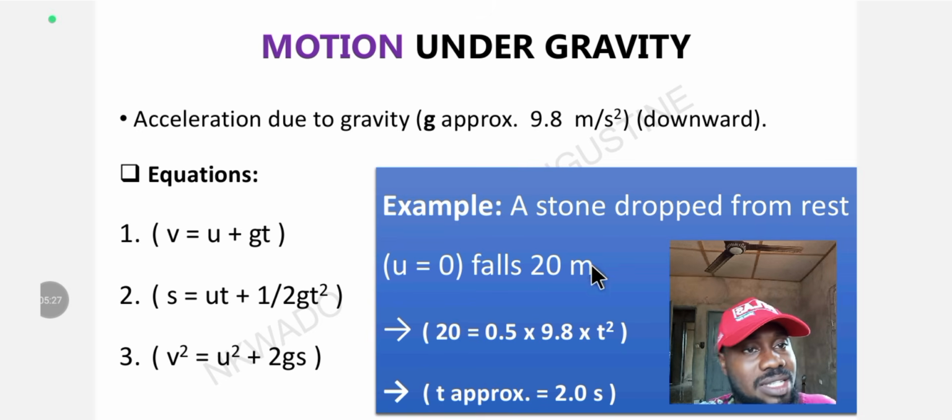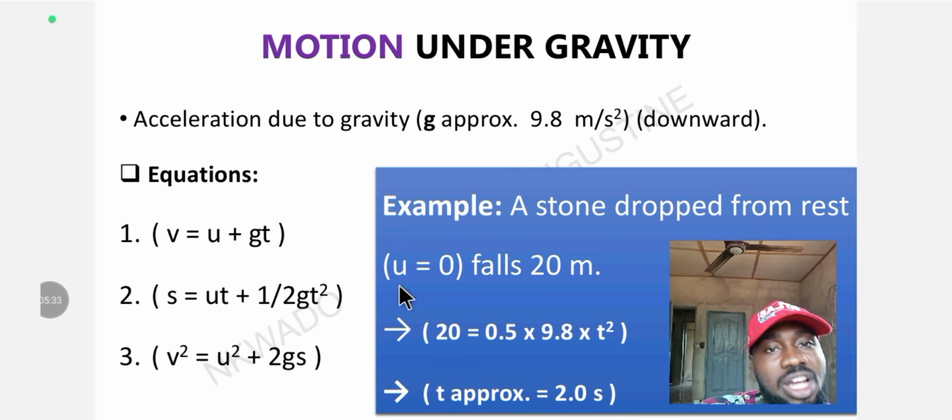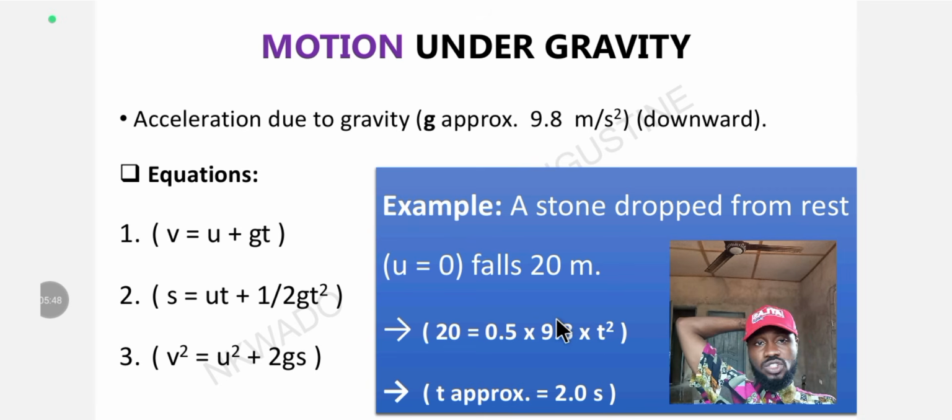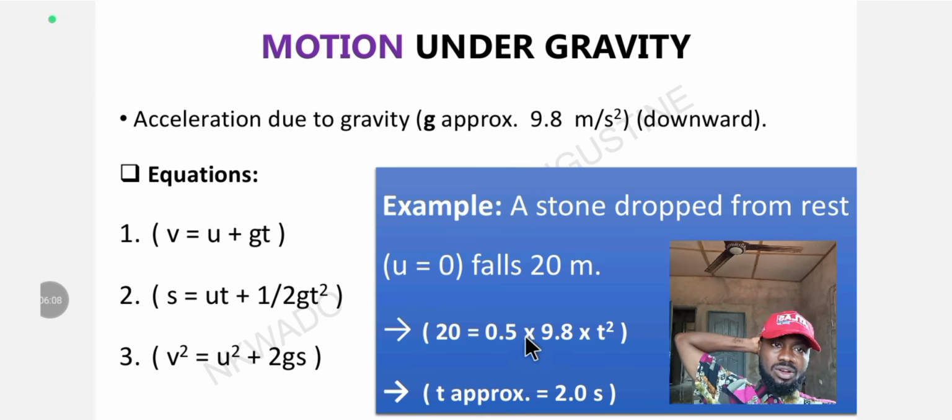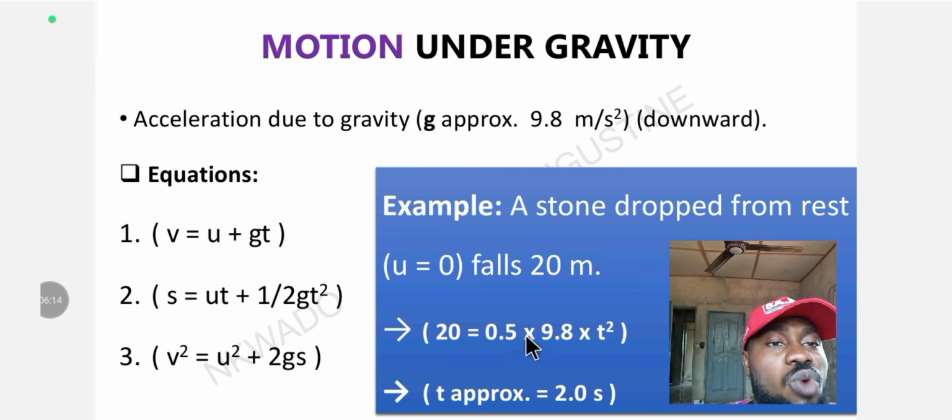So s is the distance, and 20 meters is the distance here. We substitute everything. Initial velocity is 0. We are looking for time, t, times half gravity, half of this gravity times t square. When you solve this basic mathematics, you get your answer. Half of 9.8 gives you 4.9. Then divide both sides by 4.9. When this t square crosses the equal sign, it becomes a square root. So it will now be the square root of what you have from here. That's going to be the answer.